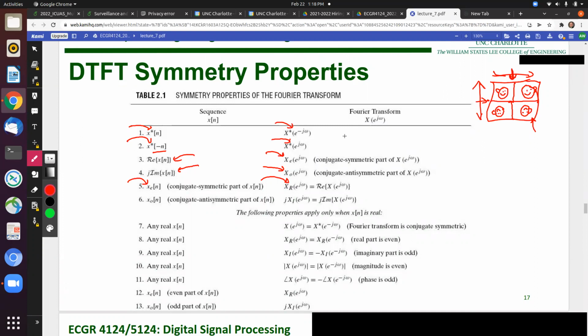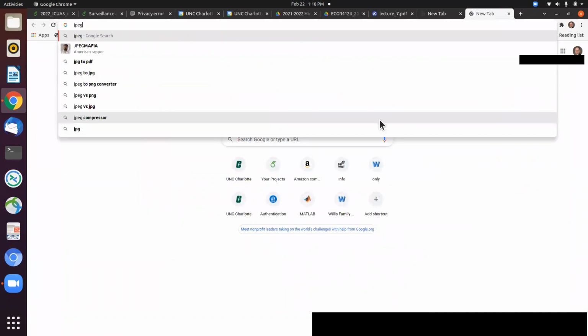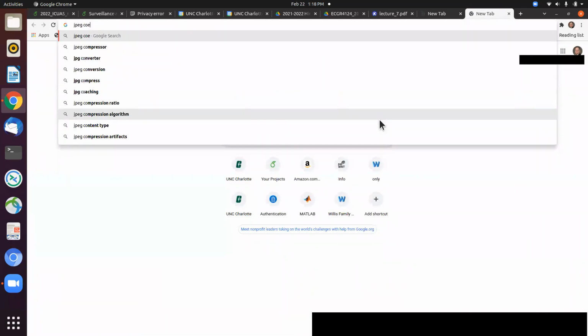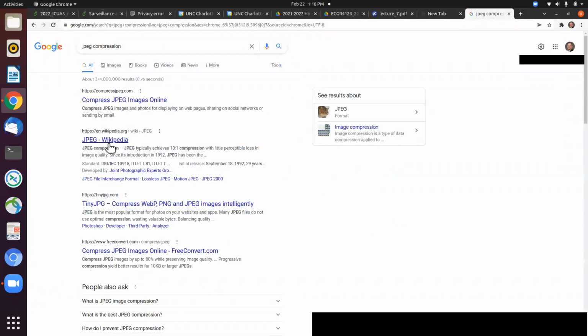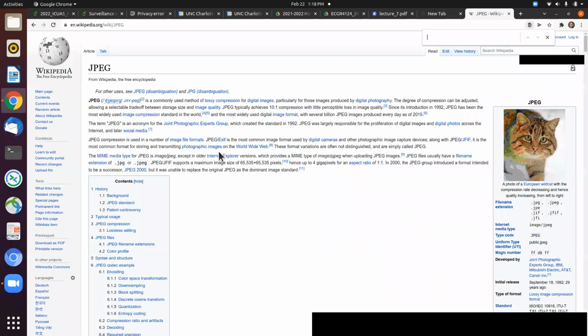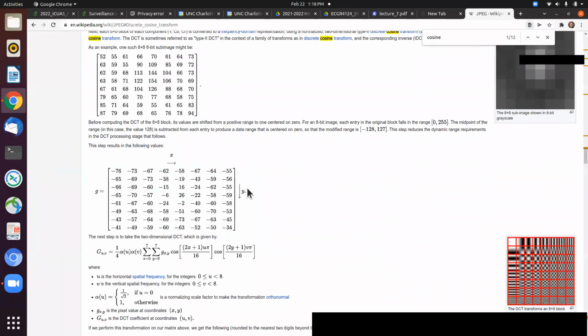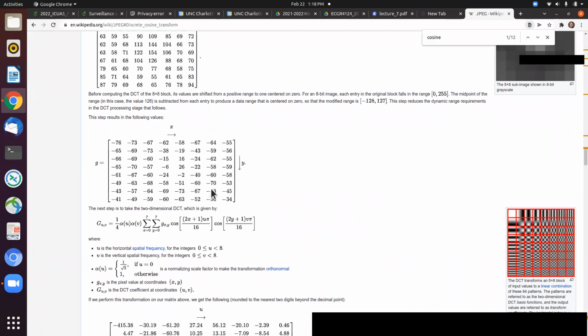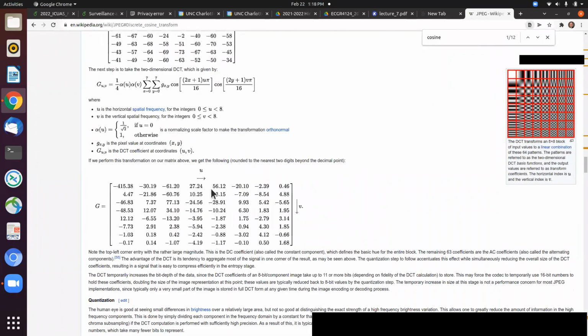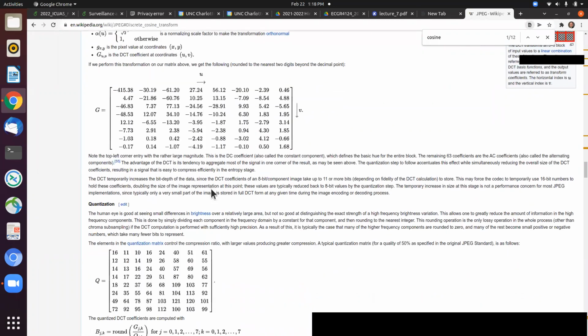Yeah. If you go and look up JPEG compression, and you just click on the top link, and then you look for cosine, the discrete cosine transform, which is what I'm telling you about. And see these numbers here? Those numbers are Fourier coefficients. And those would be the eigenvalues of the transformation.